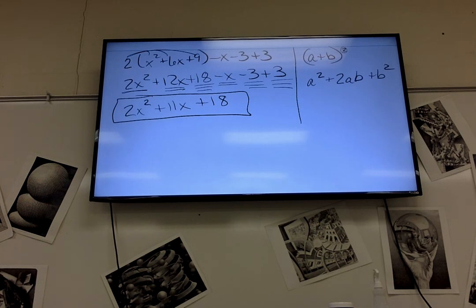So instead of foiling out x plus 3, I could have just done it from here and got x squared plus 2 times 3 times x, so it's 6x, plus 3 squared, which is 9. So notice it's the same thing, much, much shorter. But you got to remember that middle term. People often forget the 6x and they just want to make it x squared plus 9. If you're going to do that, I'd rather you take the time and actually FOIL it out.